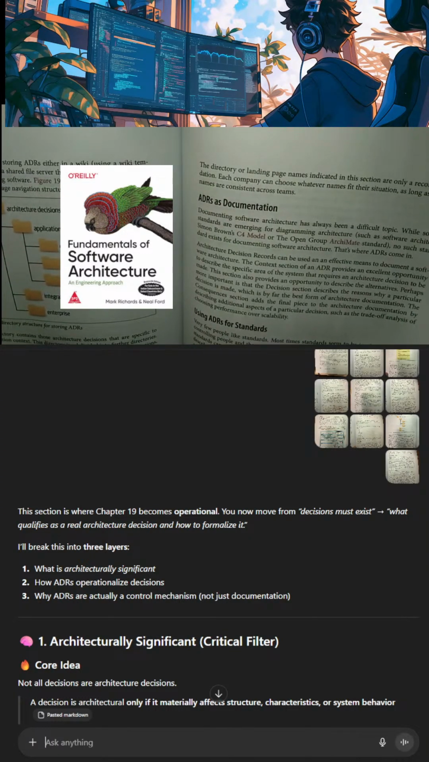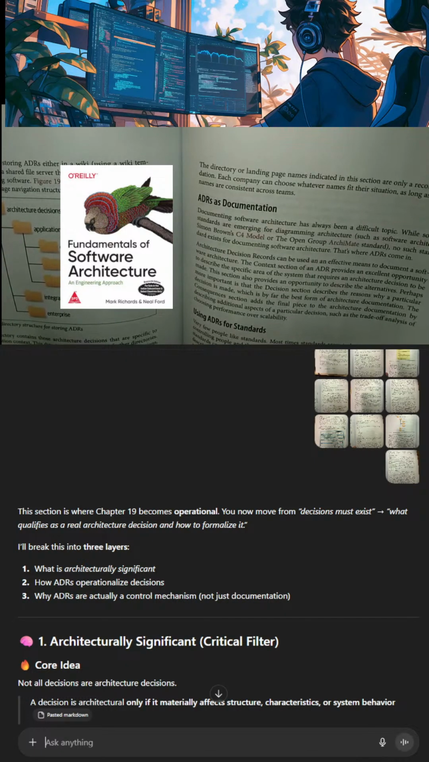The application directory contains those architecture decisions that are specific to some sort of application context. This directory is subdivided into further directories. The common directory is for architecture decisions that apply to all applications, such as all framework-related classes.